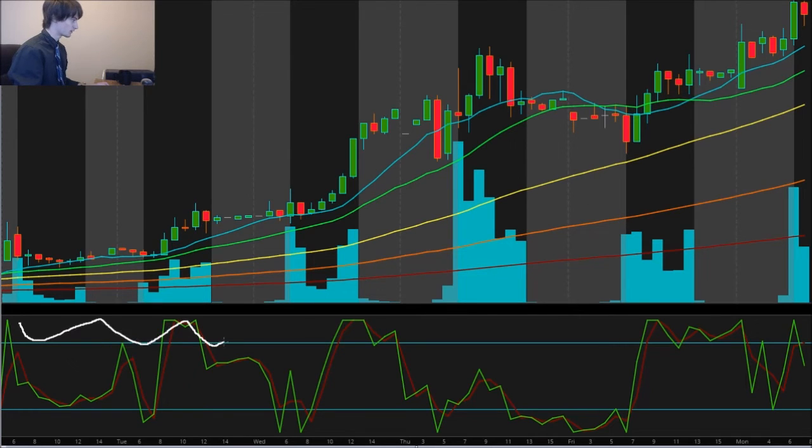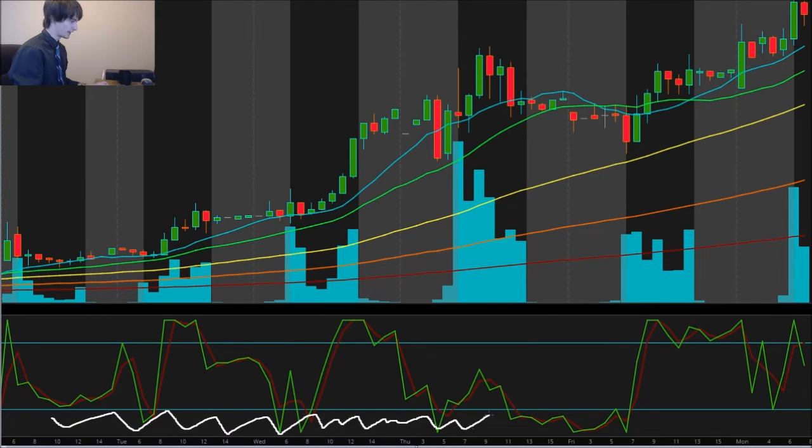So over the 80 line is overbought and it's bullish. Below the 20 line is oversold and that's bearish. Overbought is only bearish when it starts breaking down below the 80 line. Oversold is only bullish when it starts breaking above the 20 line.